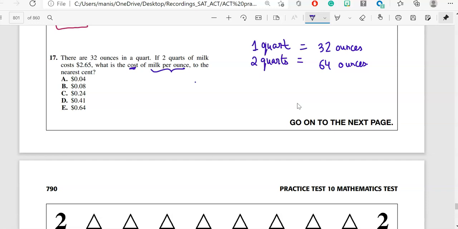So what happens over here is, you will divide $2.65 by 64 over here. When you divide this, you will end up with this answer over here, 0.04, and that gives us answer choice A as your answer for this question.